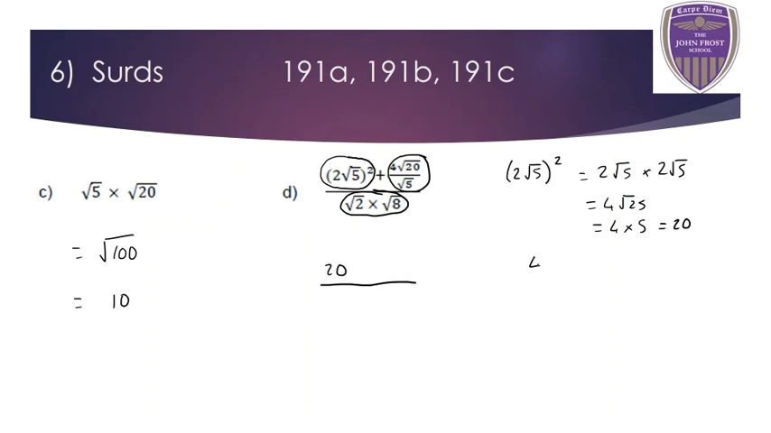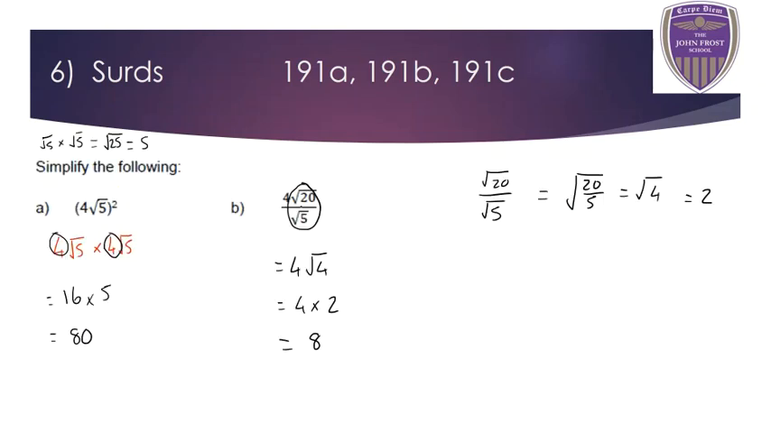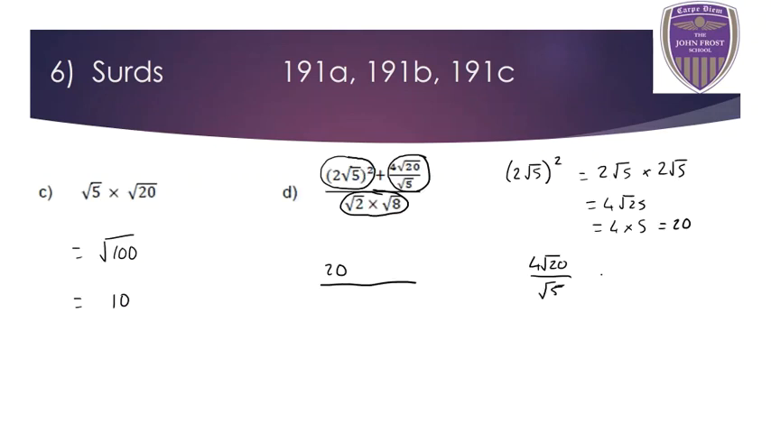Right, now then, let's focus on this 4 root 20 over root 5. And I've just showed you on the previous page, root 20 over root 5 is the same as root 4, which is equal to 2. So I'm going to skip that step there. So in this case, it's 4 times 2, which is 8. And we've just worked that one out. So 20 plus 8 here.